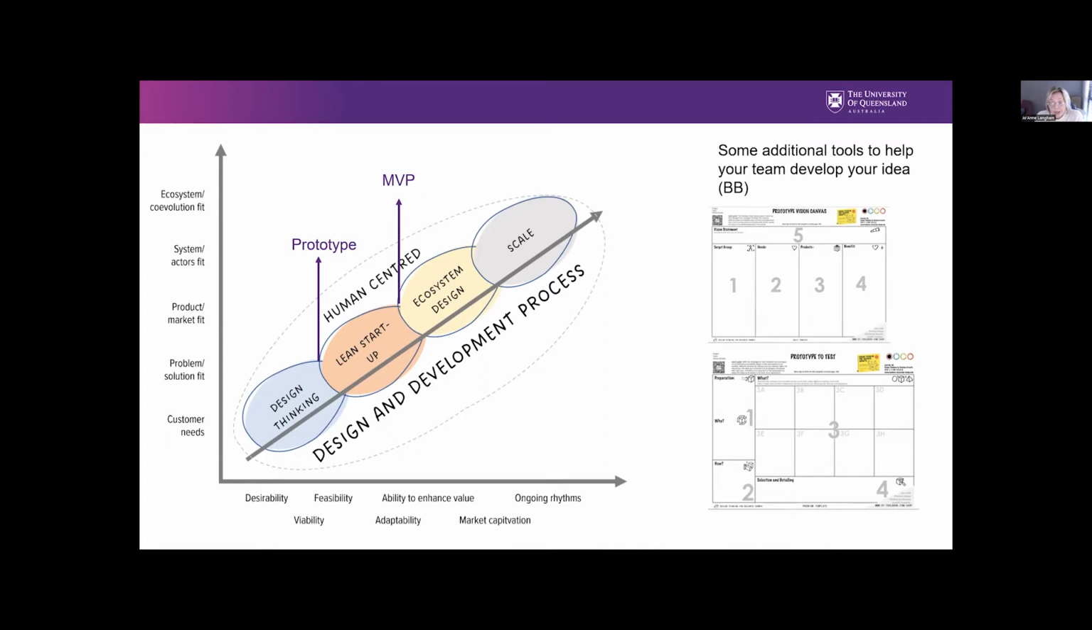If your team has struggled with your ideas and actually trying to come up with some kind of product for your business venture, there's a couple of additional canvases that are available on Blackboard, which are about documenting your prototype vision and breaking that down. So please access those and have a go at those with your team.